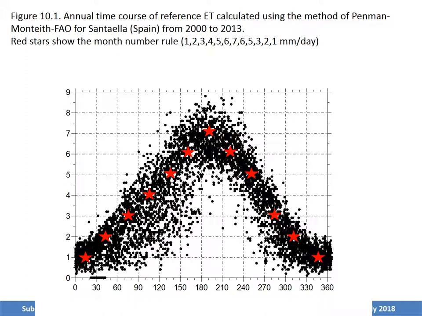Here we see the variations throughout the year of reference evapotranspiration at a single location from 2000 to 2013. These are the dots shown here. We see a lot of variability, and the stars represent the rule of thumb, the month number rule, which is 1 for January, 2 for February, up to 7 for the month of July, then August 6, September 5, then we jump to October 3, November 2, and December 1. That gives us an idea, if you don't have the data, of the typical values of evapotranspiration in the south of Spain or the south of Italy, for instance.